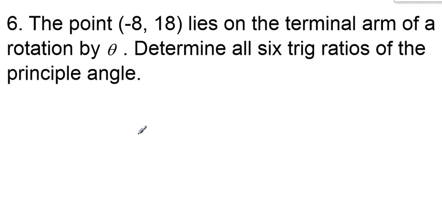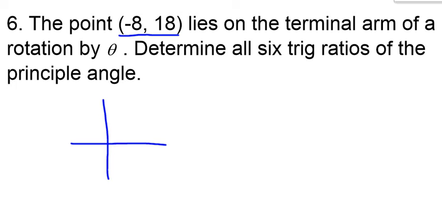Slightly different question, but it still requires us to find the trig ratio. So let's do this question. So clear your brain for a second because this one's a little different. It says the point, -8, 18, lies on the terminal arm of a rotation by theta. So we have to use our axes and rotate by theta, and we need to make sure that our rotation, our terminal arm lands at this point. And then what we're supposed to do is to determine all 6 trig ratios of the principal angle.